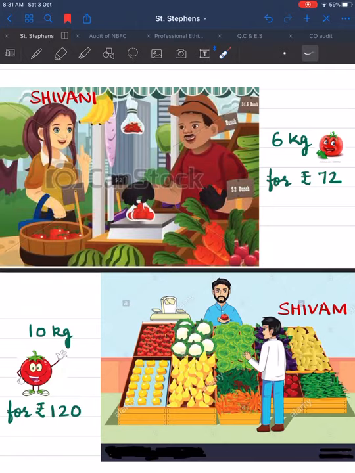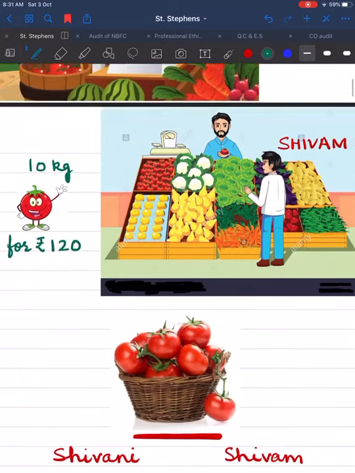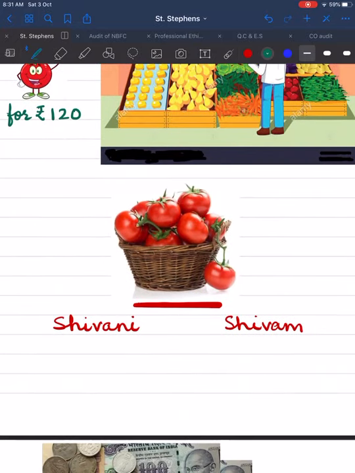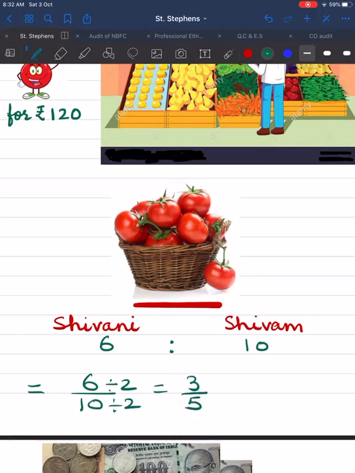So first let's find out the ratio of quantity of tomatoes. Now Shivani bought 6 kg of tomatoes and Shivam bought 10 kg of tomatoes. So it is 6:10. Writing it as a division, we have 6 upon 10. For expressing it in the simplest form, cancel out common factor 2, and we get 3 upon 5, which can be expressed as 3:5.